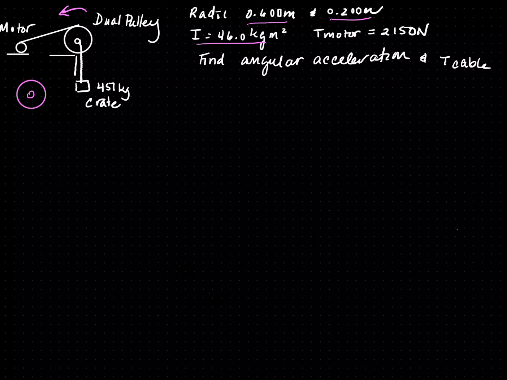I'm going to draw 3 free body diagrams. So we have the motor. The motor has a weight, and then it has a normal, and then it has a force, and we know what this T is. We don't care about the normal or the weight of the motor because it is located at the pivot point.